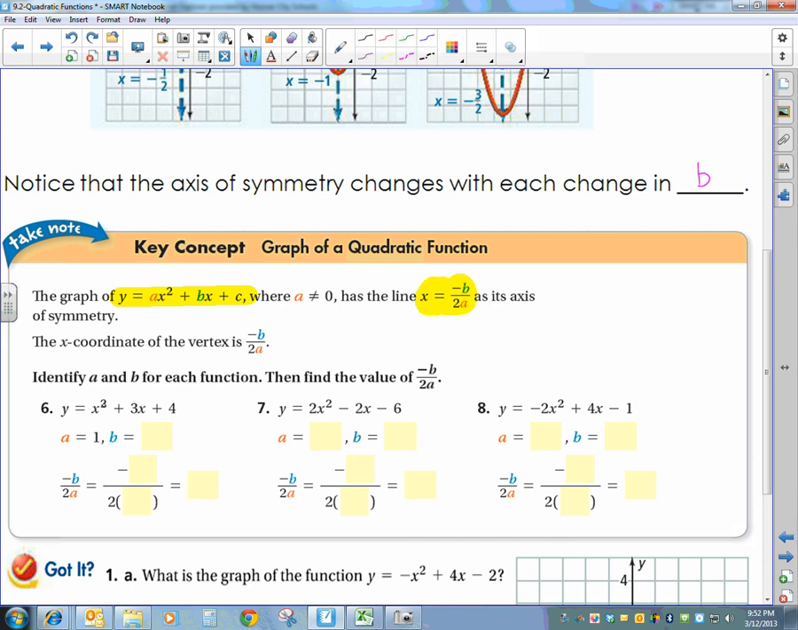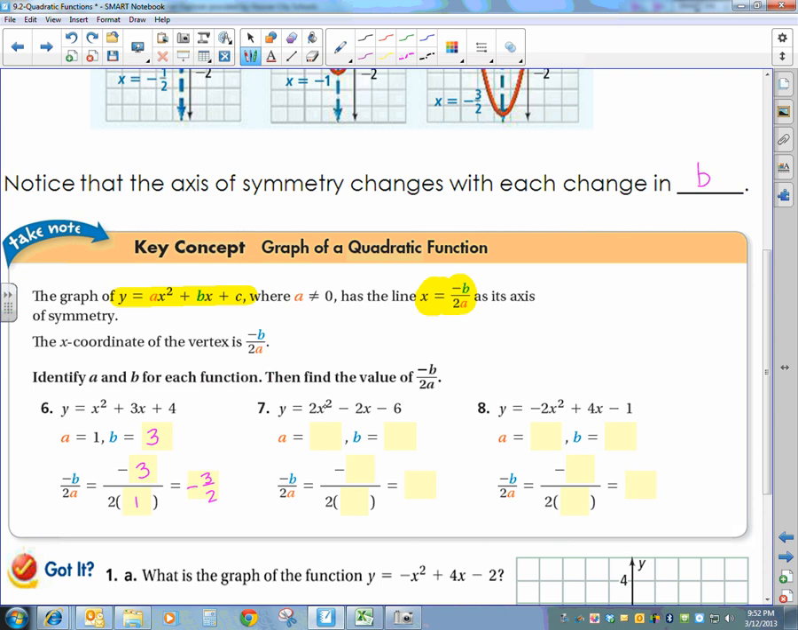So looking at y equals x squared plus 3x plus 4, a is 1 and b is 3. So negative b over 2a is going to be negative 3 over 2 times 1, which of course is negative 3 halves.